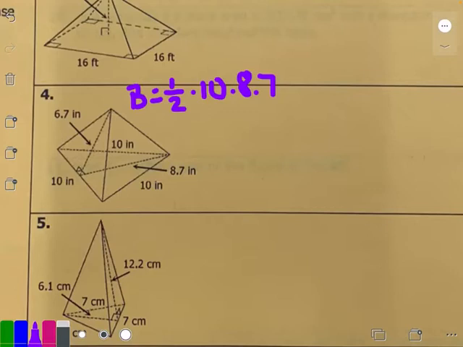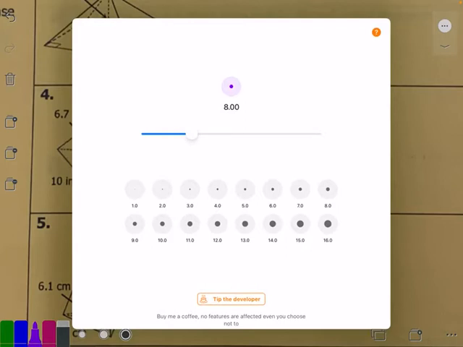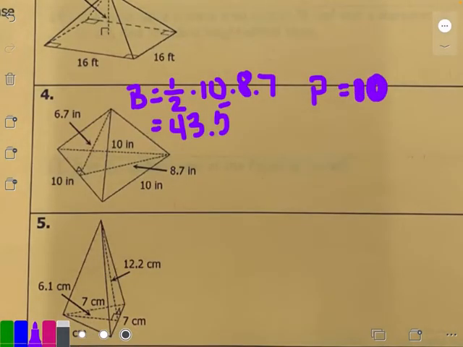8.7 times 10 is 87. Half of 87 is 43.5. Okay, so that is the area of the base. The perimeter of the base: all sides are 10, so you're just going to be adding 10 plus 10 plus 10, which is equal to 30.